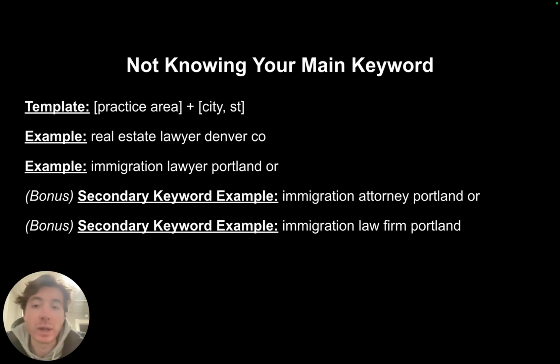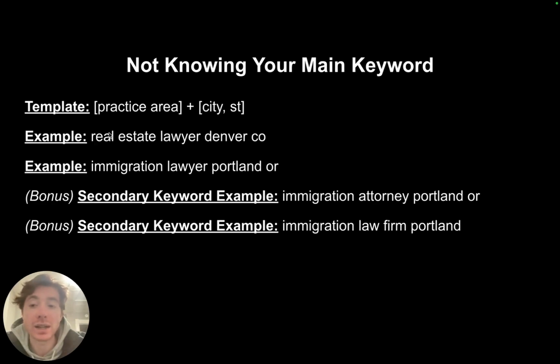So I have the template right there for you, practice area plus city state. Actually, there should not be a comma there, so just ignore that for the keyword. So I have a few examples right here. Real estate lawyer, Denver, Colorado. That is your main keyword if you are a real estate lawyer in Denver, Colorado. So if you have multiple different practice areas that you serve, then your main keyword would just be lawyer, Denver, Colorado, or lawyer, whatever your city state is. So that would be your main keyword.